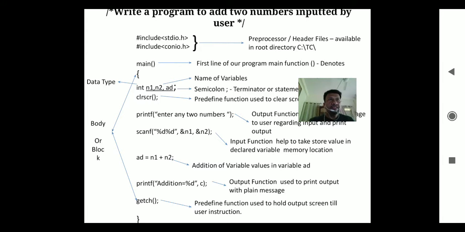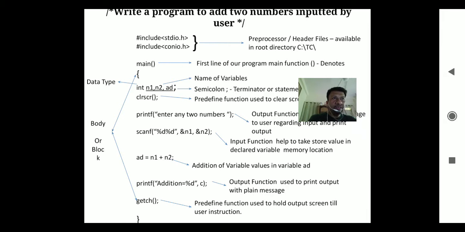In the third line we start with int. Int is the data type for integer. N1, N2 and AD are the three variables I declared in this program. N1 is used to take input for the first number, N2 is used to take input of the second number, and AD is used for addition of these two numbers N1 and N2. Every statement in a C program is terminated by a semicolon. Semicolon is also known as the statement terminator.